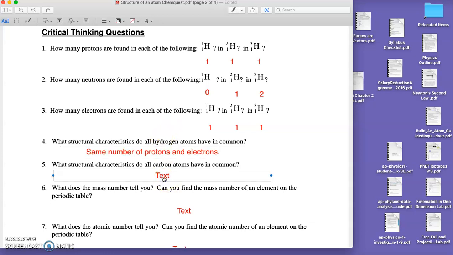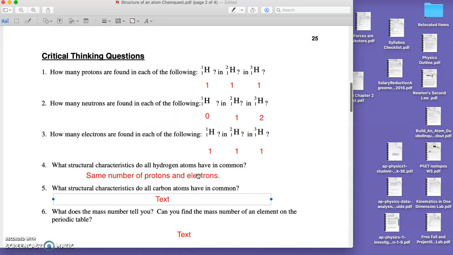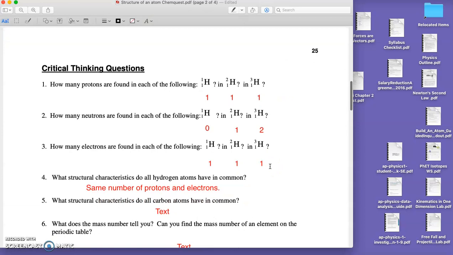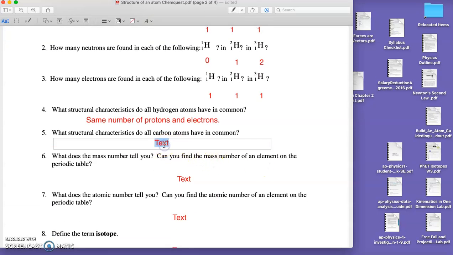What structural characteristics do all carbon atoms have in common? So let's go back to carbon, and you can see they all have 6 protons. And if we were to count the black dots, 1, 2, 3, 4, 5, 6, 1, 2, 3, 4, 5, 6, 1, 2, 3, 4, 5, 6, they all have 6 electrons. So same number of protons and electrons.